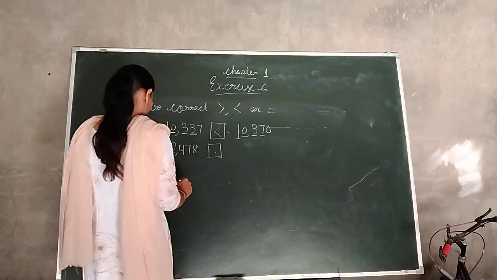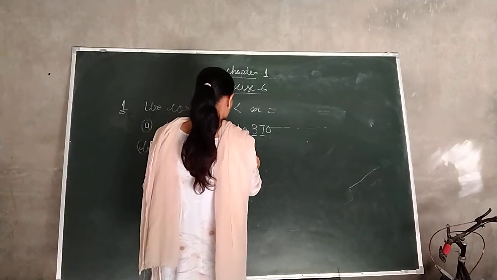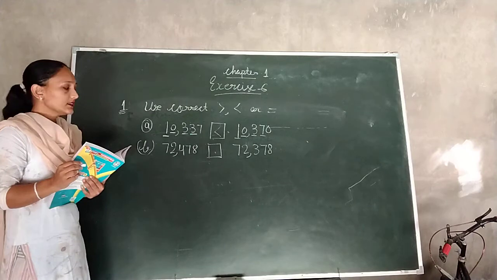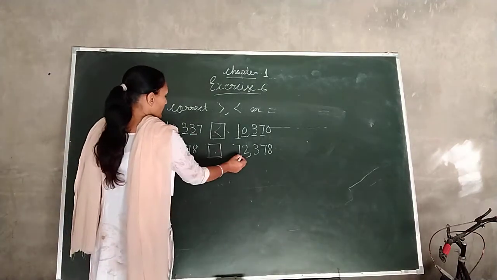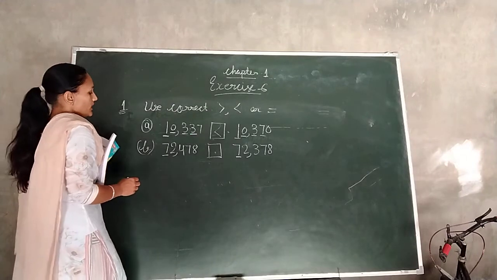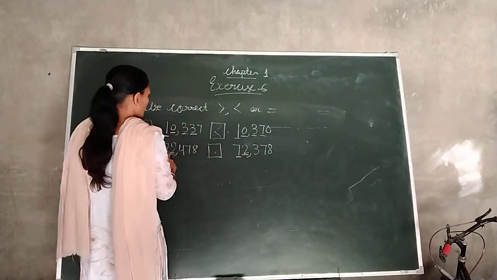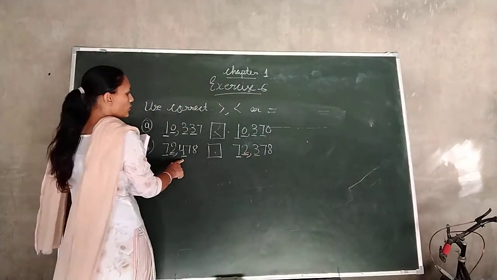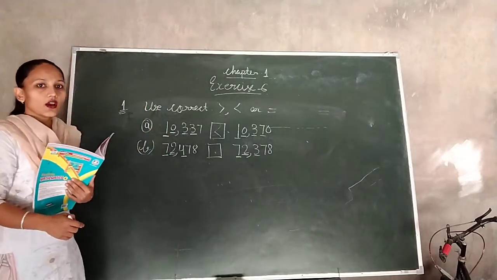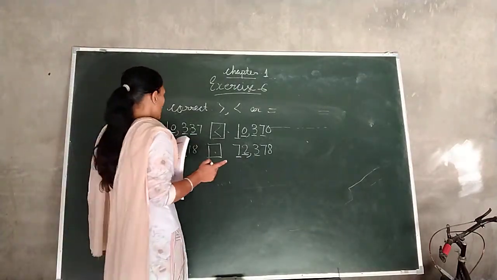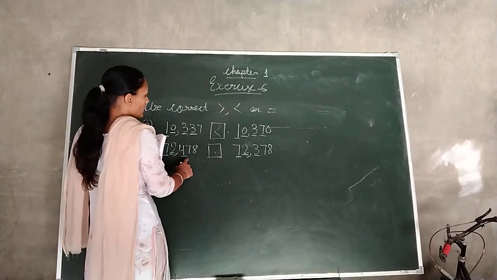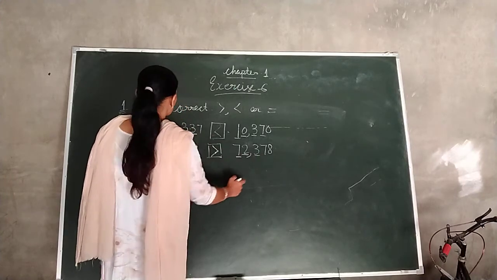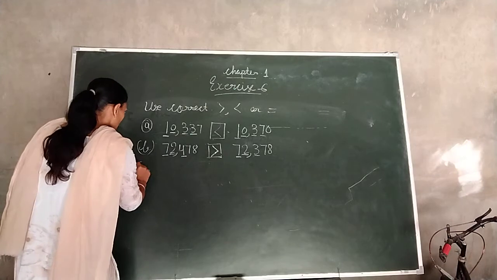Next, B part. 72,478 and 72,378. Both numbers have 5 digits. So we will compare the digit in the 10,000 place. Both digits are the same. So we will compare the digit in the 1000 place. Both are the same. So next we will compare the digit in the hundred place. Here we have 400s and here we have 300s. 400s is greater than 300s. So it means 72,478 is greater than 72,378.